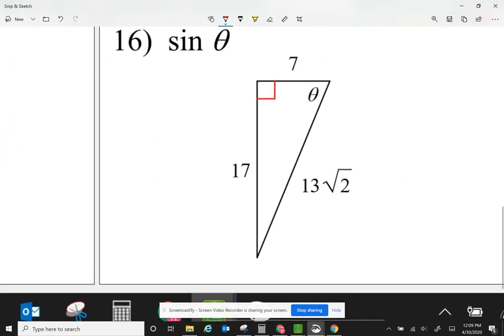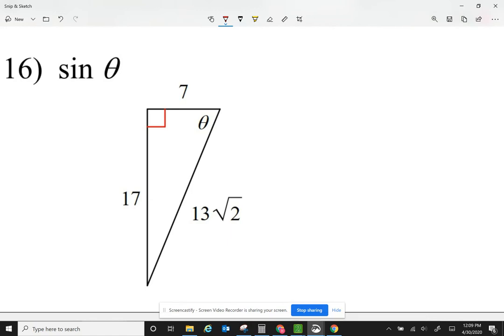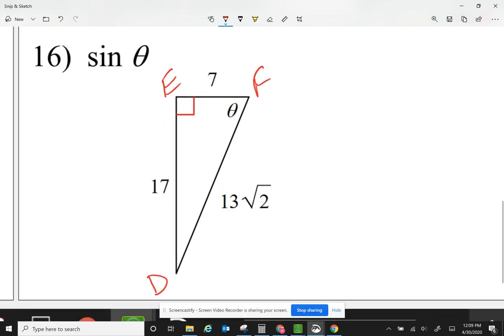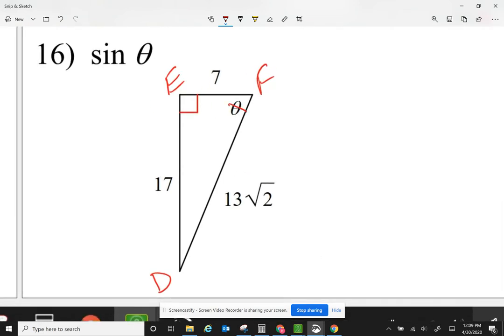I said any letter. So for number 16, I'm going to call this D, E, F, just to call it anything. So theta, I will not write theta there. I will not write theta anywhere. So instead of calling this sine of theta, I will call this sine of F. In my notation, sine of F means theta is at F.